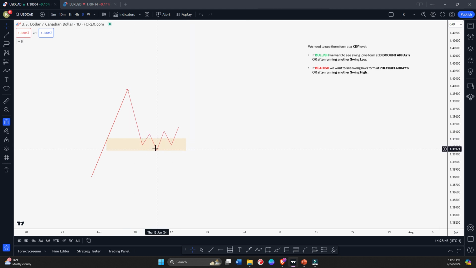So if it's forming at key level, that means this swing low is basically a high probability swing low, and we can see market can easily reverse to the upside and market can continue to trade higher basically, okay, because we're forming this swing low at key level and key level is daily fair value gap, okay.